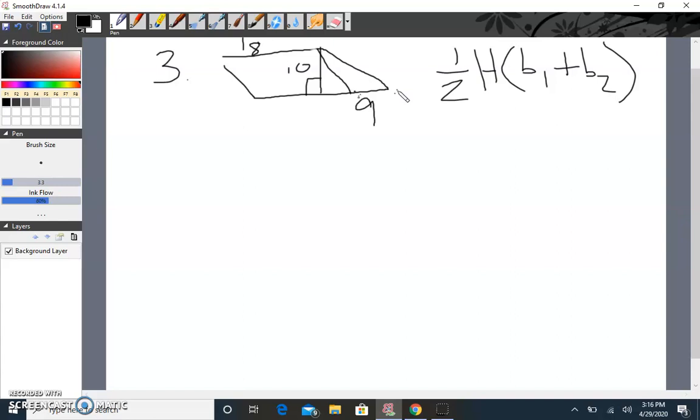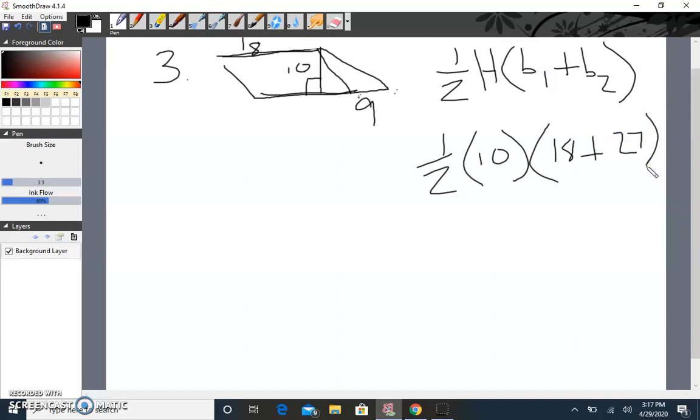This is the formula over here, off to the side: 1/2 height times base 1 plus base 2. So if we take our 1/2, and our height tells us is 10, and our base 1 is 18. But what is base 2? Well, if you see, you got 18 here. That's 18 there as well, because they're telling you in the figure that it's parallel. So 18 plus 9, so we have 27.